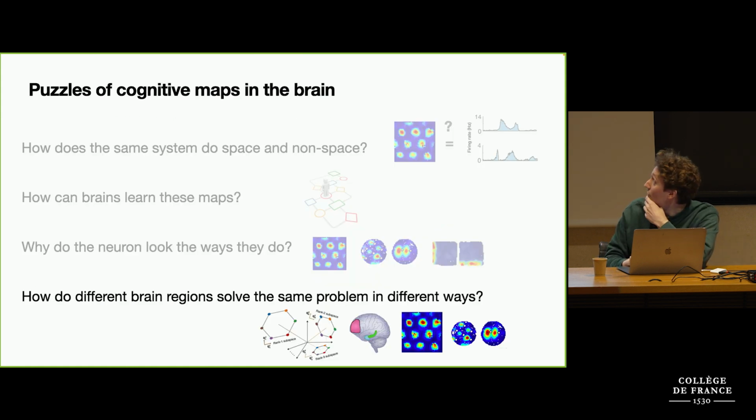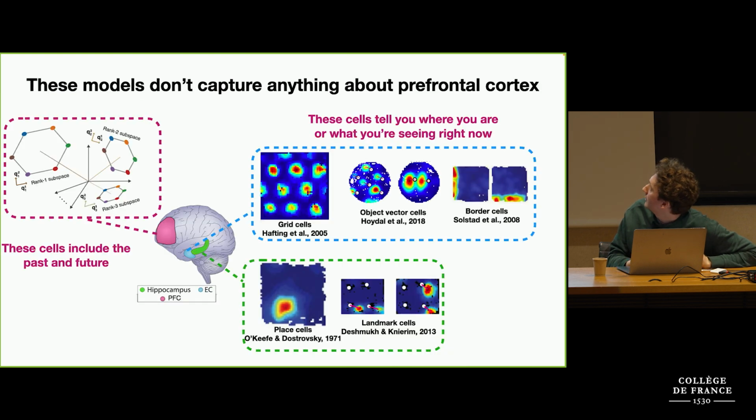Okay, so we've come quite far, and we've understood about space and non-space. We've understood a bit about how we learn these maps from predicting sequences. We've understood why these neurons look the way they do. They're these optimal representations for relationships. But the thing that we haven't come across yet is how do these two different brain regions solve the same problem. So if you remember, I said, right, you've got the hippocampal formation down here, and there's cells there. They really tell you about what am I seeing right here, right now. Whereas these representations in prefrontal cortex, they know about your future and your past.